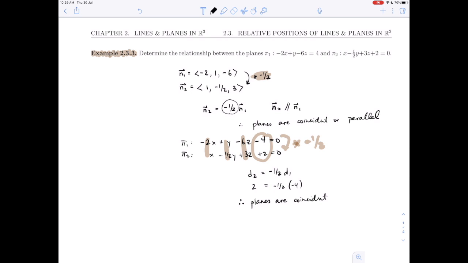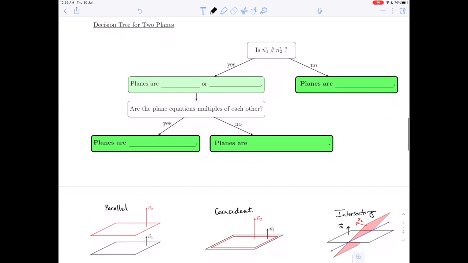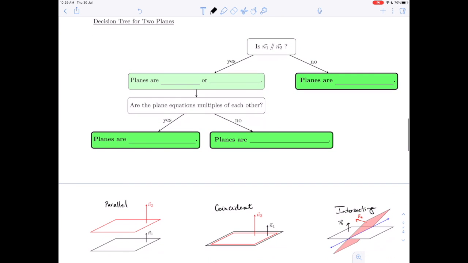So let's go through and fill out the flow chart that captures this procedure. In the decision tree for two planes, the first thing we did was examine the normal vector. Is n1 parallel to n2? We answered yes, which means that the planes were either coincident or parallel, as in the images at the bottom of your screen.